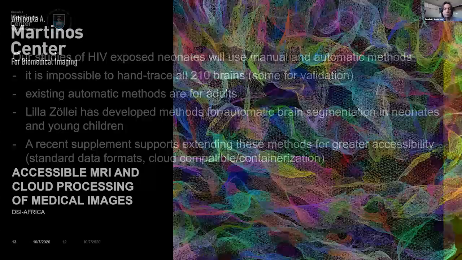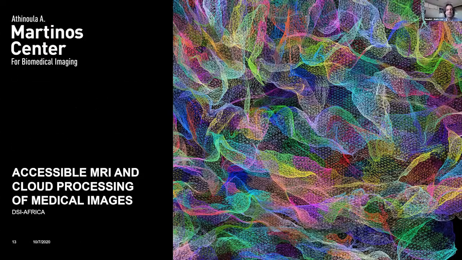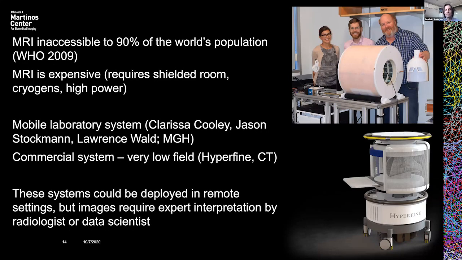So now I want to talk just for 2 minutes about work which is not directly my own, but it's also done in this lab. And I think it's very relevant to DSI Africa. And these topics are accessible MRI and cloud processing of medical images. So the World Health Organization in 2009 stated that MRI is inaccessible to 90% of the world's population. I think this is still true today for the most part.